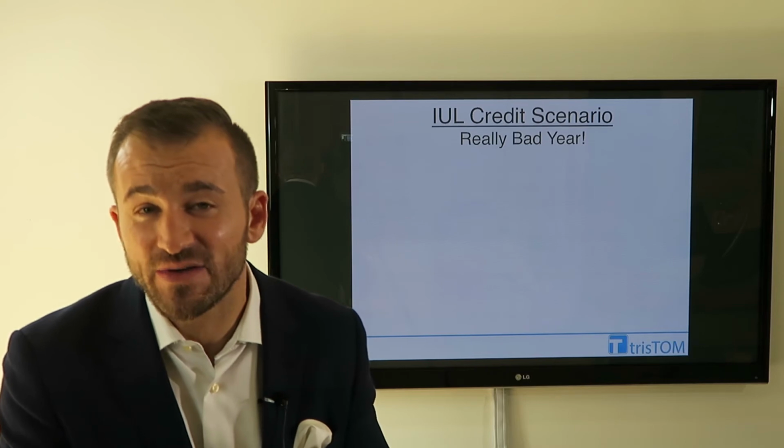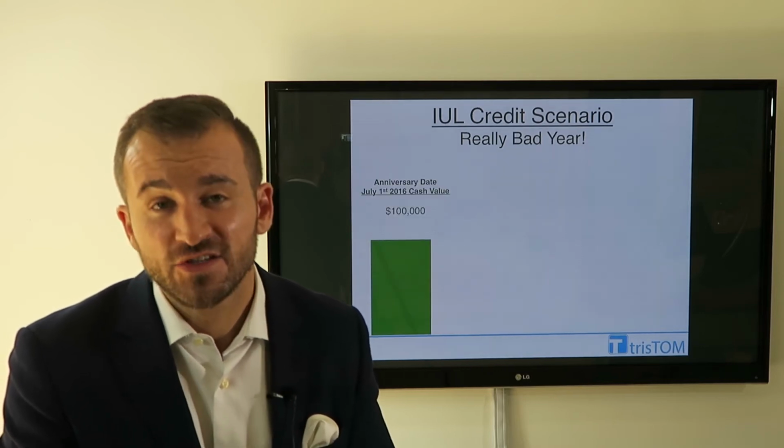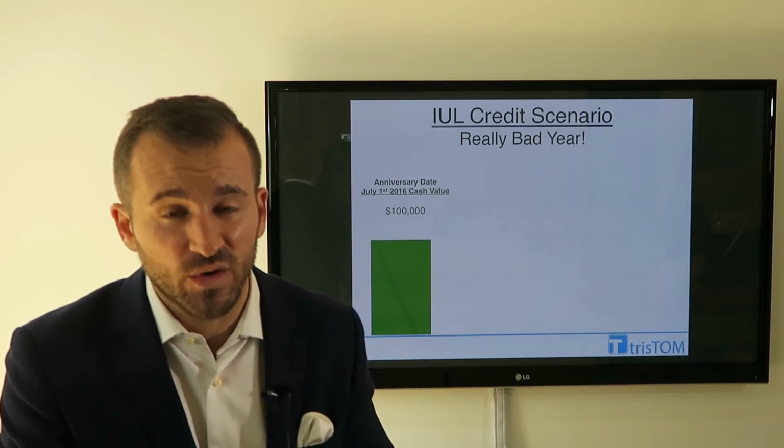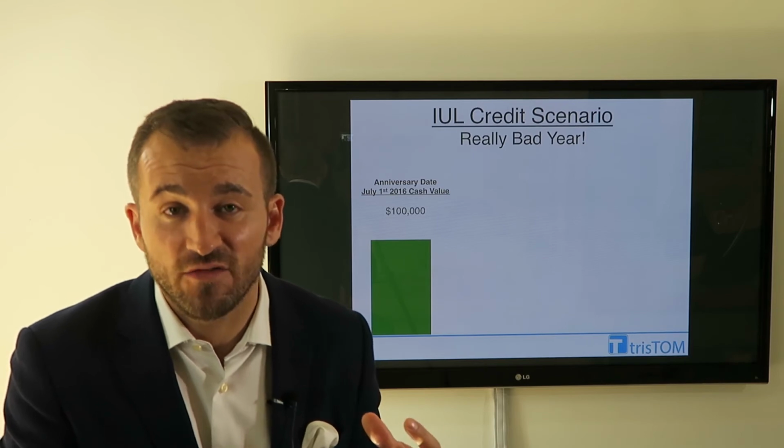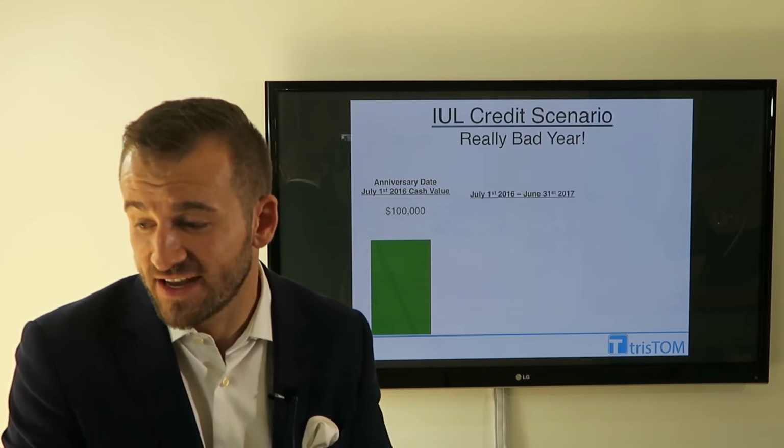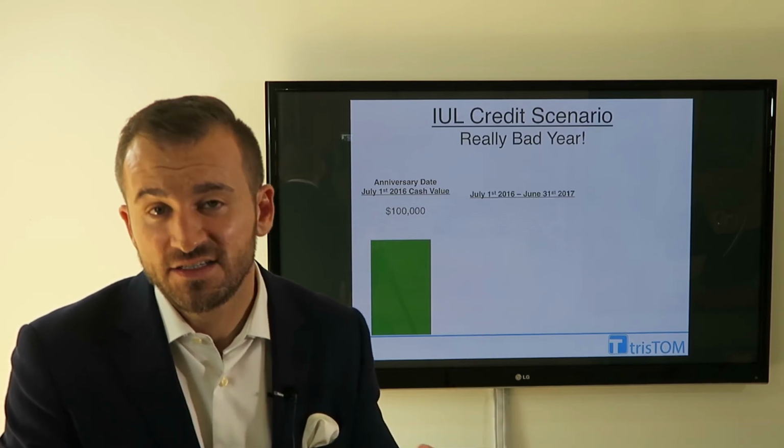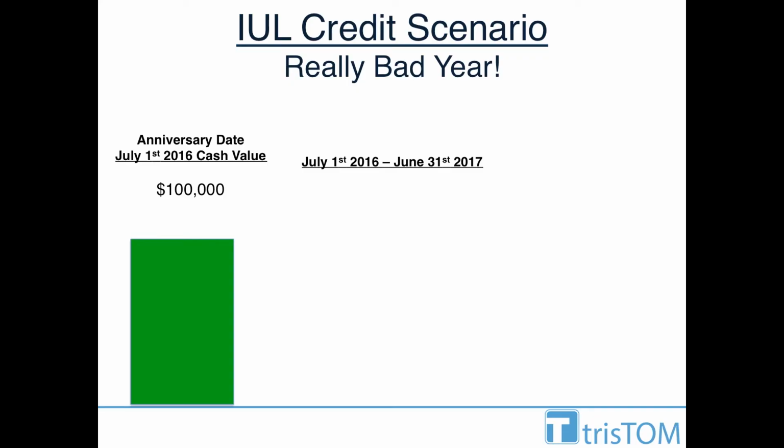So now let's talk about the other scenario that's out there. The last scenario is a really bad year. So let's just say again, we have July 1, 2016 of a cash value of $100,000. Again, we look at July 1 to June 31 of the following year. We say that the market was not that good. The market actually was down 8%.